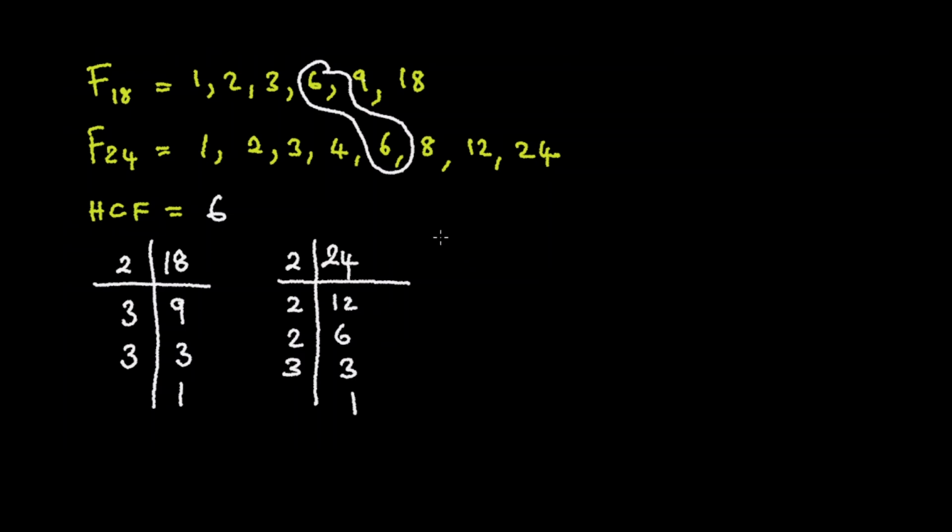Zvapera. Toya pano tonyora 18 iri equal to 2 times 3 times 3. Tonyora futi 24 iri equal to 2 times 2 times 2 times 3. Like that. Saka zvatakuita apa manje takuchingoda zvinhu zviri common existing in both sets. Sa 2 unoya ari common.